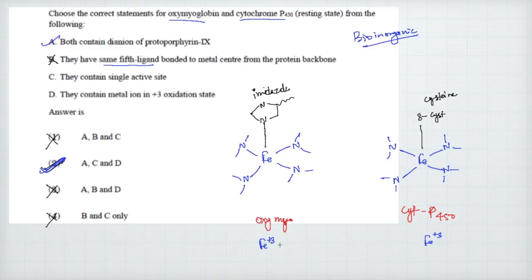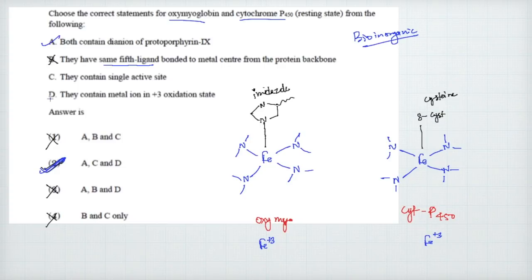One more thing: in some books you will find that oxymyoglobin has +2 oxidation state iron, but it's a very debatable thing. Some books give +2, some give +3. There are two theories, one says +2 and one says +3. So they will never ask you in a way that gets you stuck. Just like the way they have given it, option D becomes obvious, so you don't have to think about it much. It has the +3 oxidation state, and you have to consider that for this particular question.